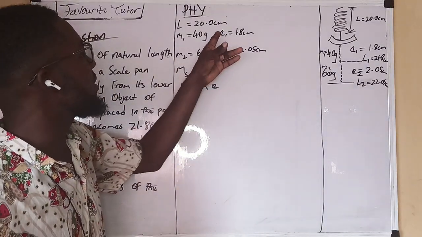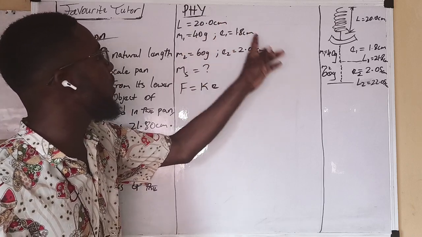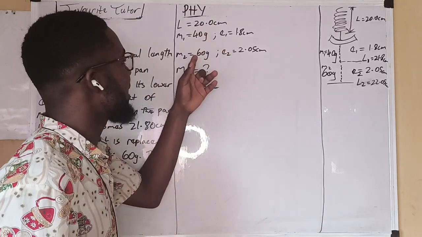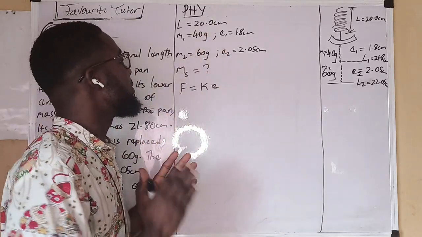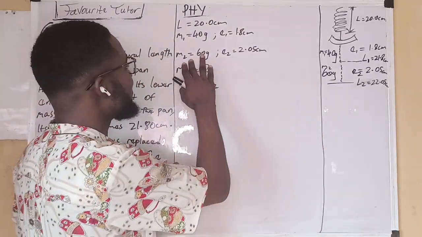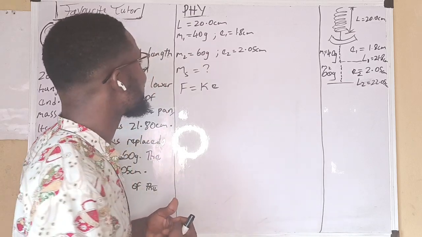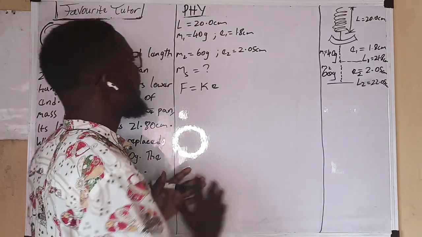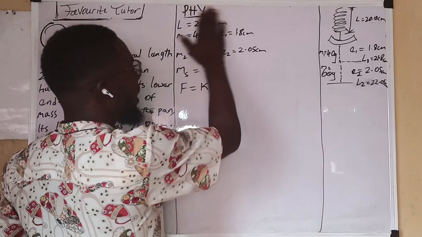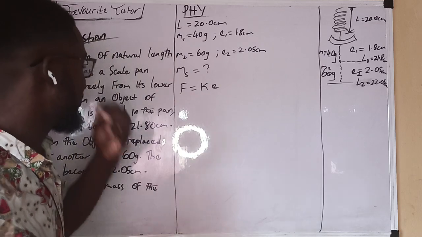But before we do so, please don't get it twisted. The units for length and extension are all in centimeter, while the masses are in gram, so no big deal. There's no contradiction right here. We are looking for the mass of the scale pan, so let us leave it like that. We are not converting the units because they are all in the same units. So we move further.